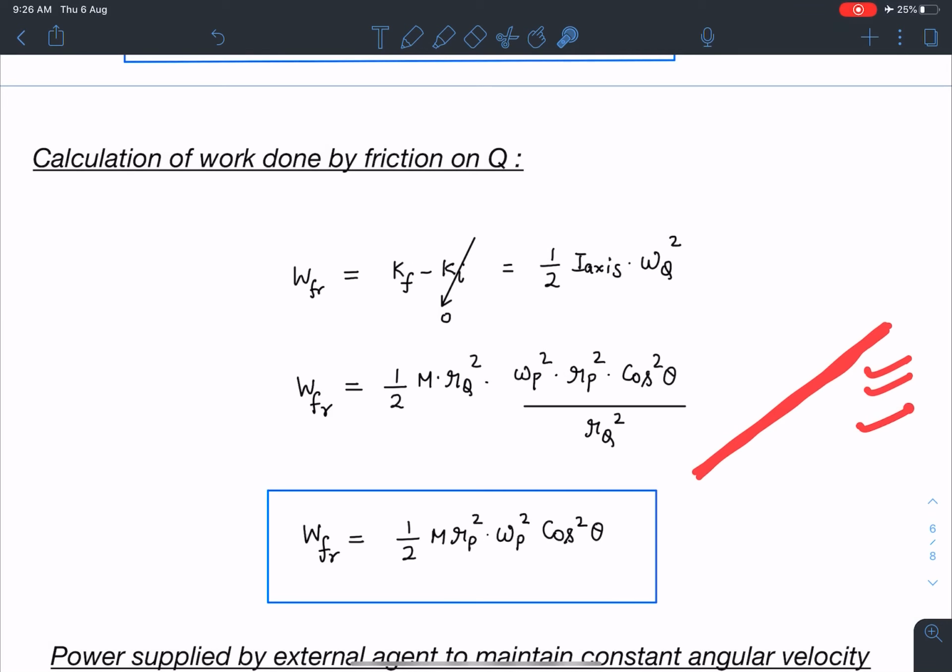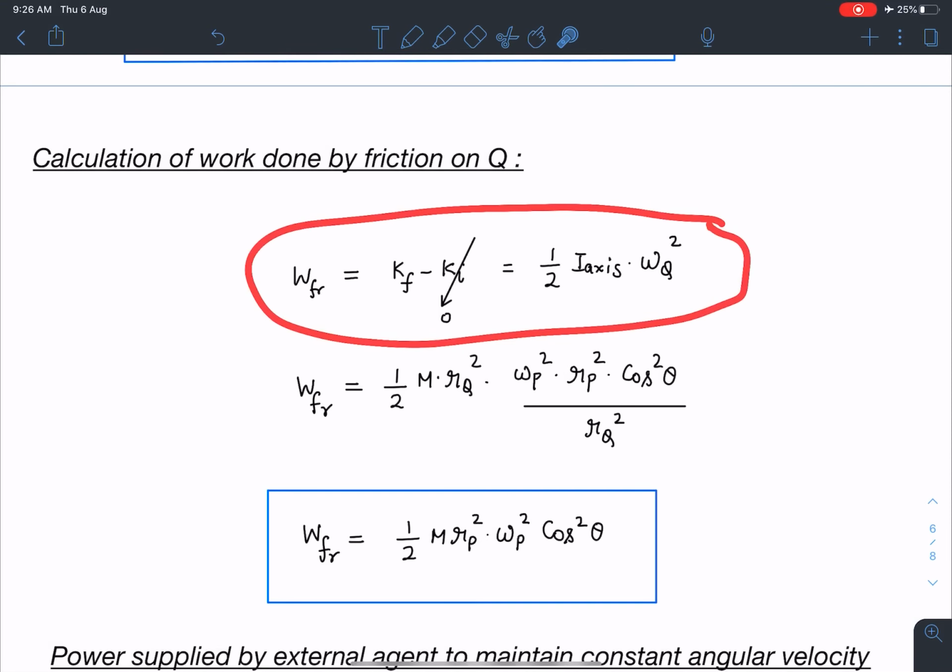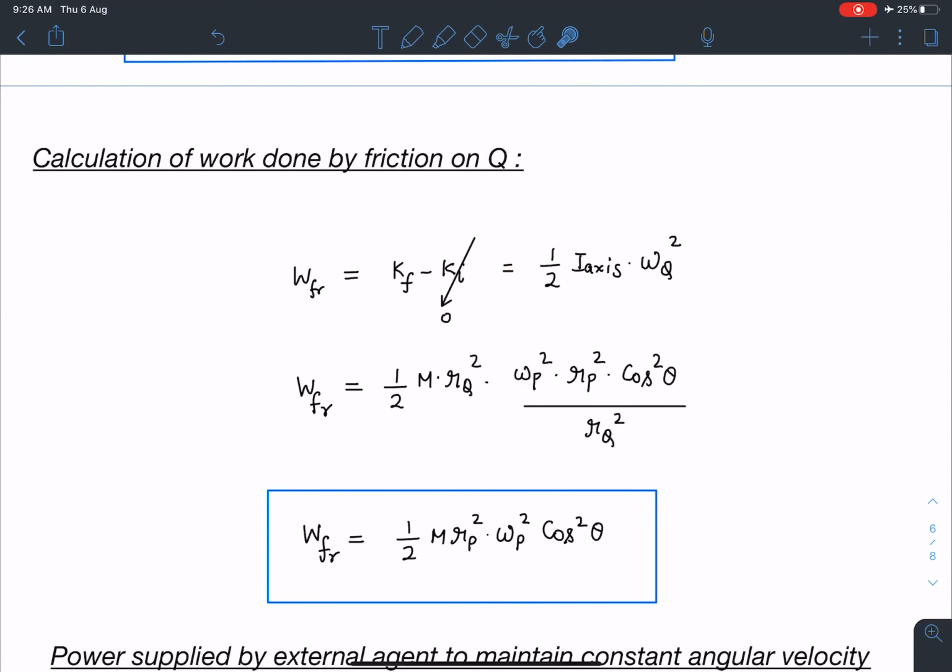Work done by normal is 0. So if I apply the work energy theorem, the only force which I am left with is friction. So I can simply write it as K final minus K initial, which is the change in kinetic energy. I'm applying the work energy theorem here. So initial kinetic energy of cylinder Q was 0. So finally this kinetic energy is going to be half I axis omega Q square. Omega Q value is known to us, I axis is known to us. We have used these values in finding angular momentum.